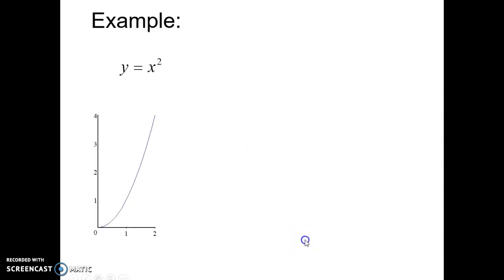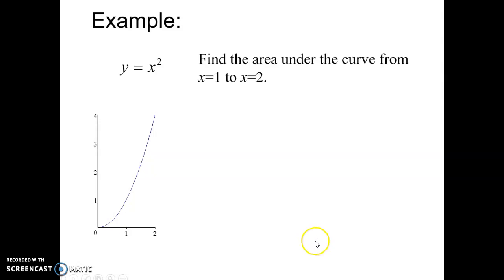So let's look at an example. If I asked you to find the area underneath this curve using the fundamental theorem of calculus from 1 to 2, remember the area here is positive, so I don't have to do any manipulation. What I want is the area underneath the curve from a to b, in this case from 1 to 2. So really what they're asking me is to find the definite integral of x squared, which is little f of x here, from 1 to 2.